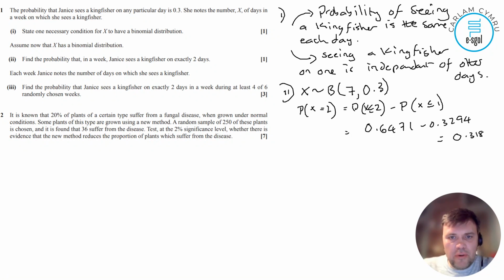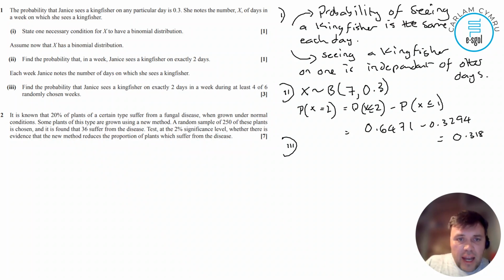And then part 3: each week Janice notes the number of days in which she sees a kingfisher. Find the probability that Janice sees a kingfisher on exactly 2 days in a week during at least 4 of the 6 randomly chosen weeks. So now a binomial has changed, and this is why you need the calculator, because the probability is 0.318, which is what we worked out in the second part, the probability she sees a kingfisher on exactly 2 days out of the 7.